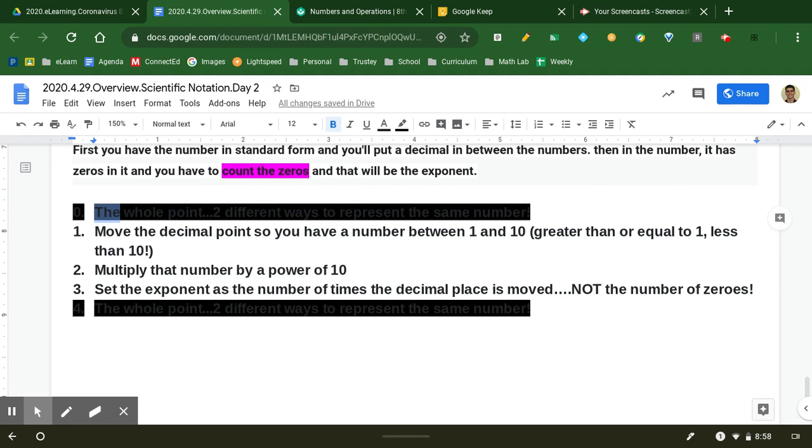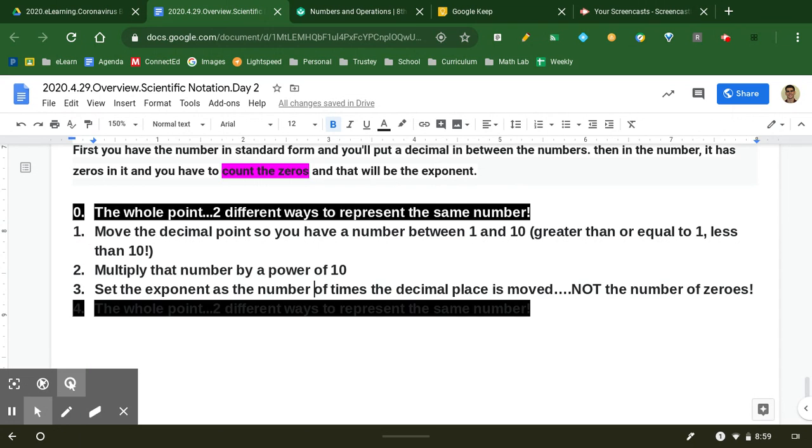standard and scientific notation. So the whole point is, really, it's two ways of representing the same thing, just like Mr. Callan, Uncle Tim, whatever. I'm the same person, just different ways of representing who I am. So that's the whole goal. I want you to keep that in mind.